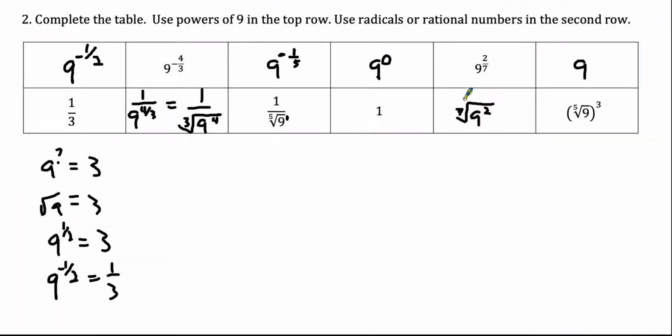Now, I mean, we could go one step further and write this as the 7th root of 81 if we wanted to. We could go ahead and do 9 squared, but we don't have to. We can just leave it like this. On the last one, just going backwards, I see I have a fifth root, so that will be the denominator of my exponent, and then the numerator is the current exponent. So I could rewrite this as 9 to the 3/5 power.